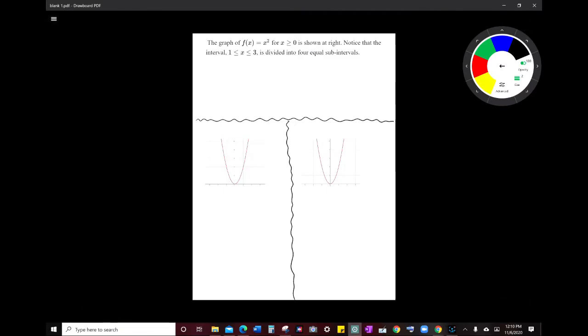Hi guys, in this video I will show you how to calculate the area under the curve, whether we use left endpoint or right endpoint. So we have this problem right here.